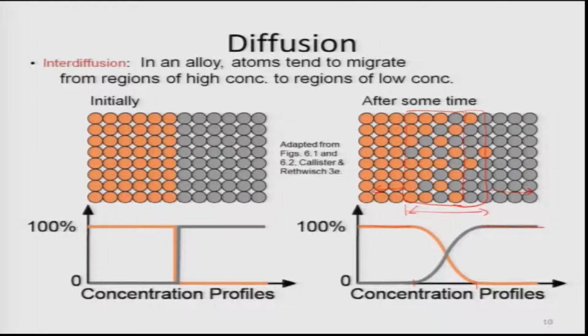So, in an alloy, I would say atoms tend to migrate from regions of high concentration to low concentration, but it does not matter whether it is high or low. The construction which I drew in the last class tells you it is happening down the chemical potential gradient.